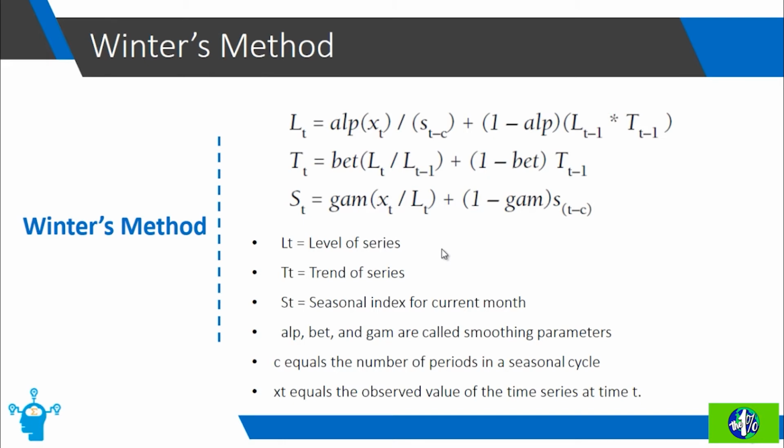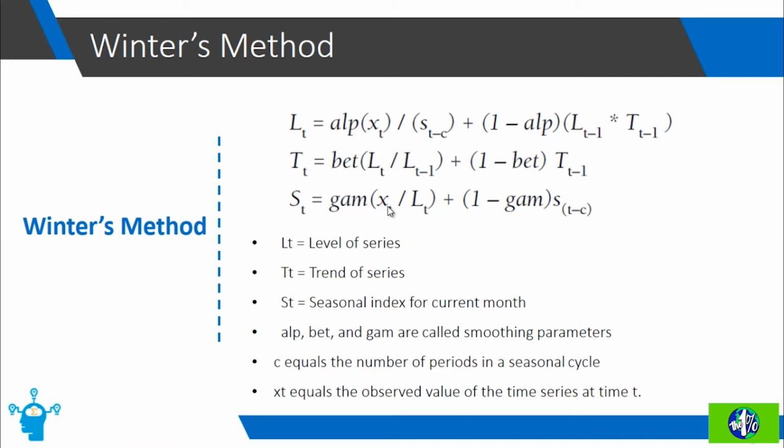This parameter C equals the number of periods in a seasonal cycle. So if you are taking a time period of month, C will be 12 months. If you are taking quarters, it will be 4. And this last parameter x_t, which is coming in the level and seasonality, is the actual observed value for that particular time period.